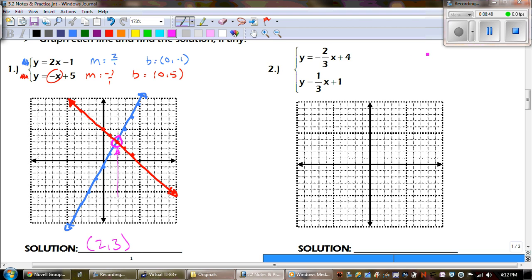Now why don't you try the same thing? Write down what your slope is. It's -2/3, and we have the starting point of (0, 4). And then our second one, our slope is 1/3, and we start at (0, 1). So go ahead and pause the video and try graphing that all on your own. Good luck.